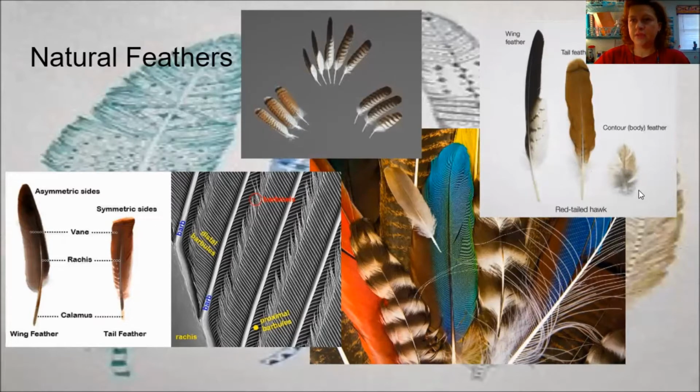And this one is a contour feather or a body feather. Holds close to the body. And you can see that's different depending on where it is on the bird. Pretty interesting, huh? Even different colors.